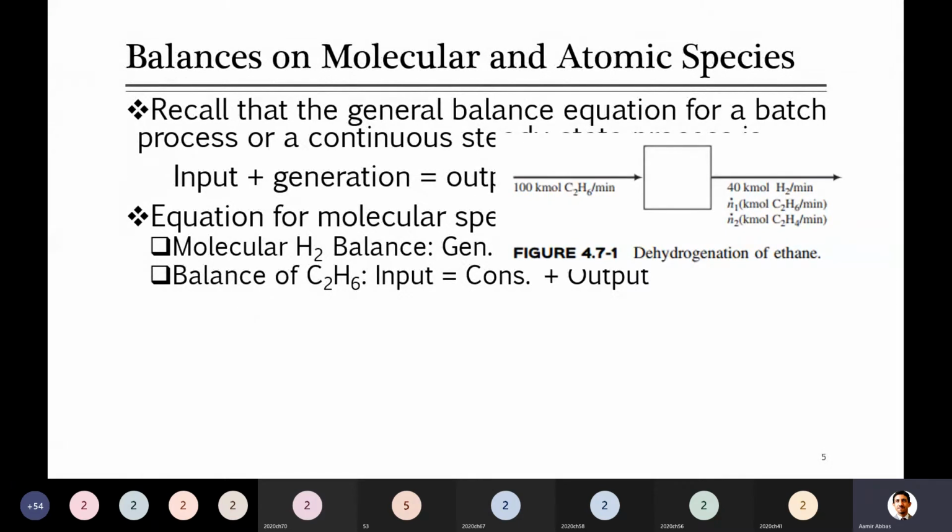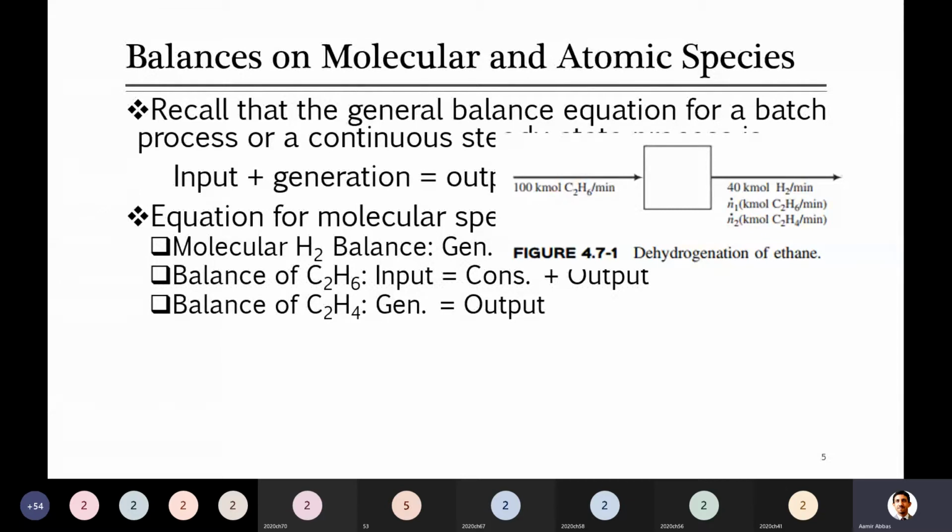Okay, what about the next term, which is C2H4? Output and generation. Yes, that's similar to what it was for hydrogen, because the C2H4 is produced as a result of reaction, so generation is equal to output. So when we write these three equations for the balance, we can put their values. For example, if you write for the hydrogen, you don't know the amount of hydrogen generated, but you can put the other value, the output stream, because you know the value of the output stream.